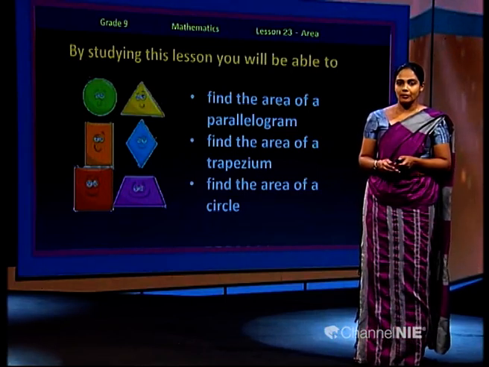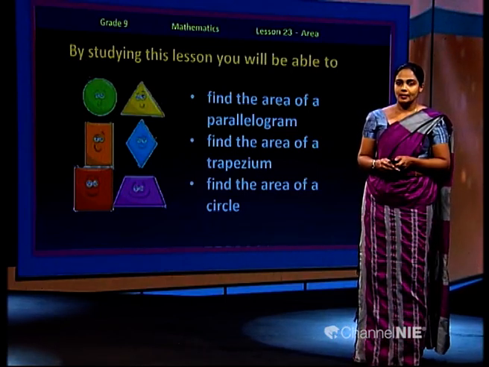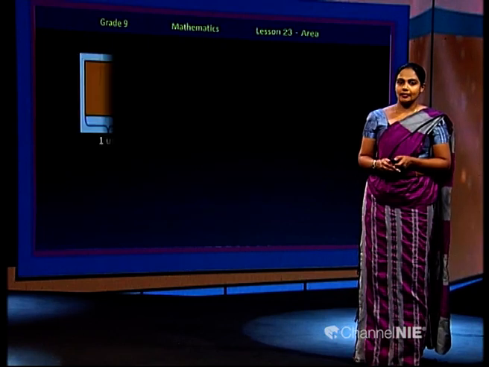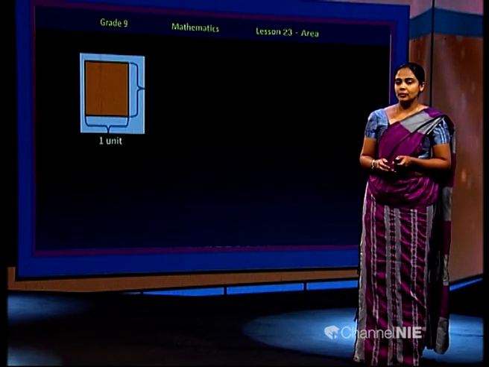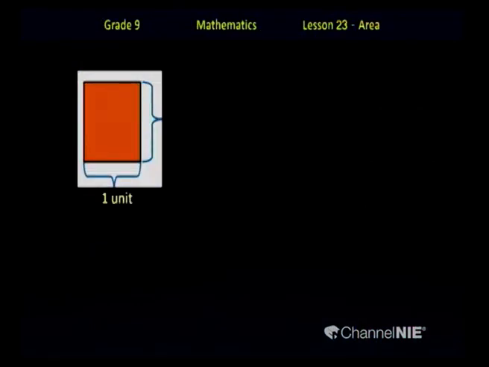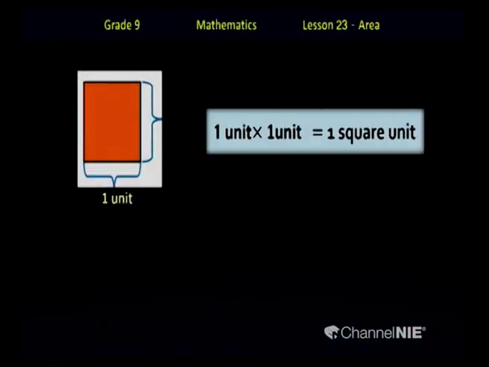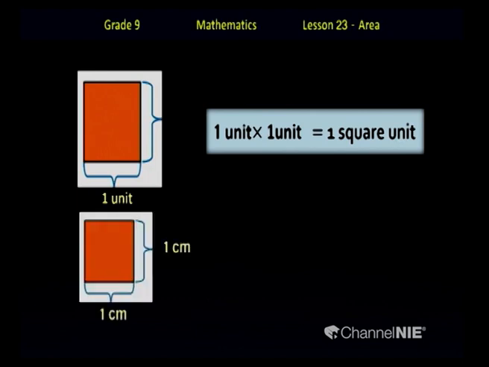Now, first of all, let's identify unit area. What is unit area? Then look at this diagram. It is a square. Length of a side is mentioned as 1 unit. Then 1 square unit. How you can obtain? Length of a side is multiplied by length of a side. Then think length of a side is 1 centimeter.